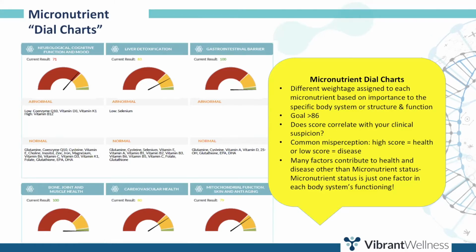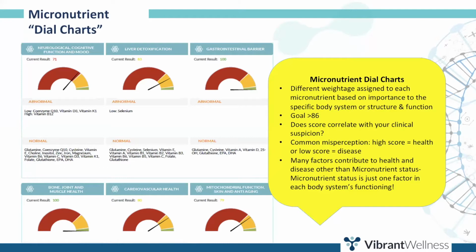Similarly, for bone, joint, and muscle health, we could say, well, your score is 100, even though you have osteoporosis, it might be your hormone status, a hormonal imbalance that is contributing to your osteoporosis, or inflammation, or you're not doing enough weight-bearing exercise. So again, sometimes correcting the misperception that I can't possibly have 100 if I have a disease process in that body system.